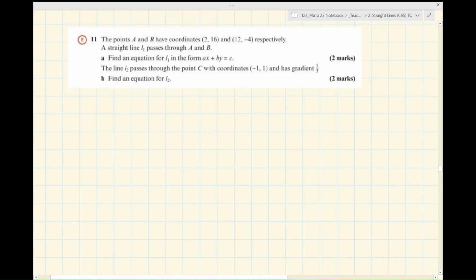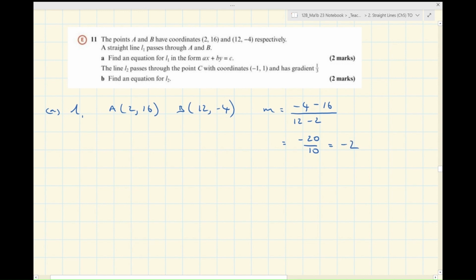Question 11. In part A, I need to find the equation for L1. And L1 passes through A, which is (2, 16), and B, which is (12, -4). I better find the gradient of that, I guess. So the gradient is going to be the y-coordinate of B minus the y-coordinate of A over the x-coordinate of B minus the x-coordinate of A. So that's minus 20 over 10, so that's minus 2.